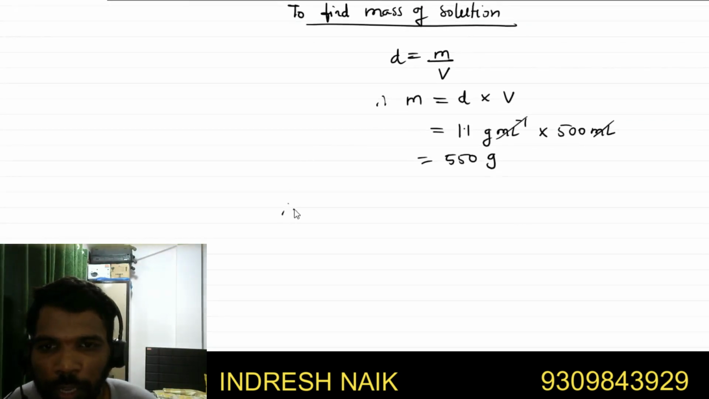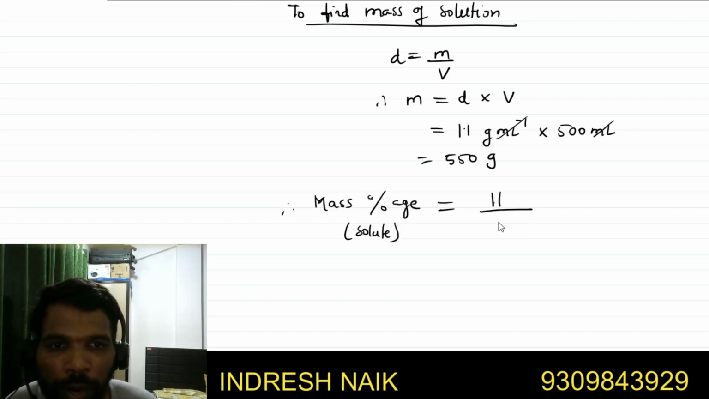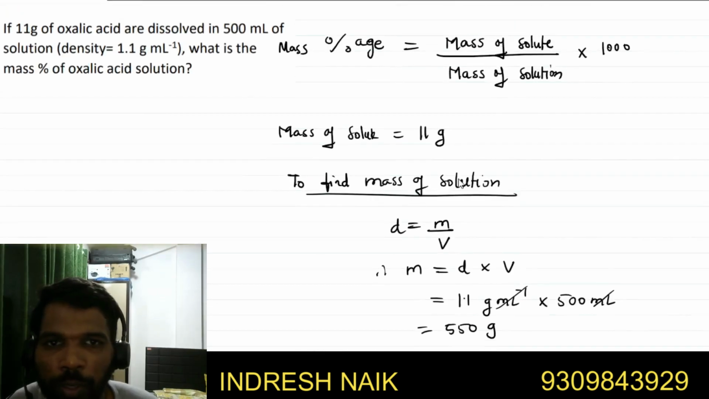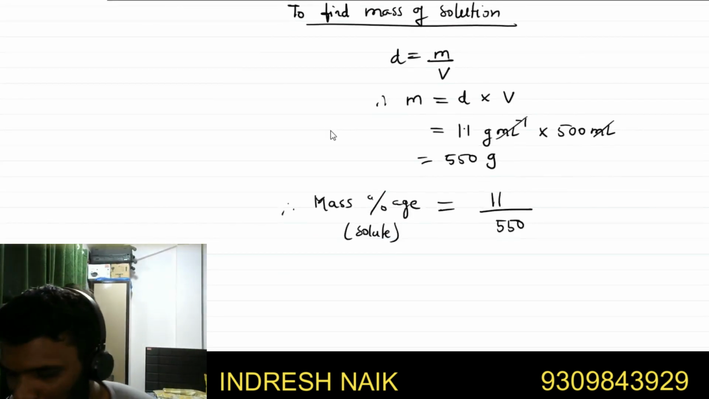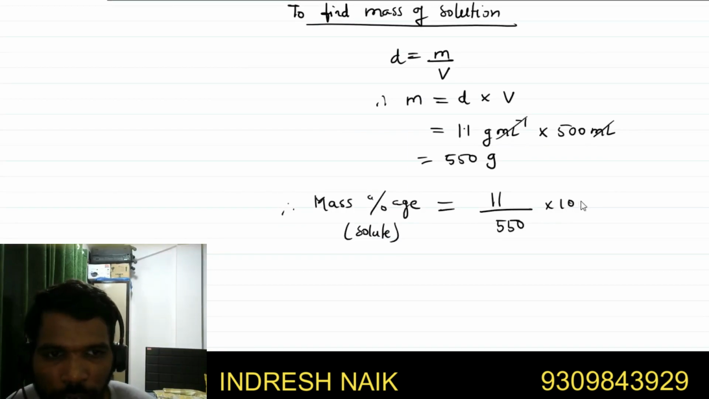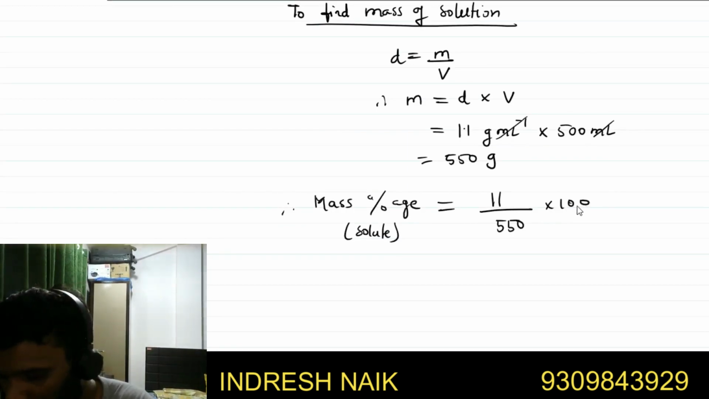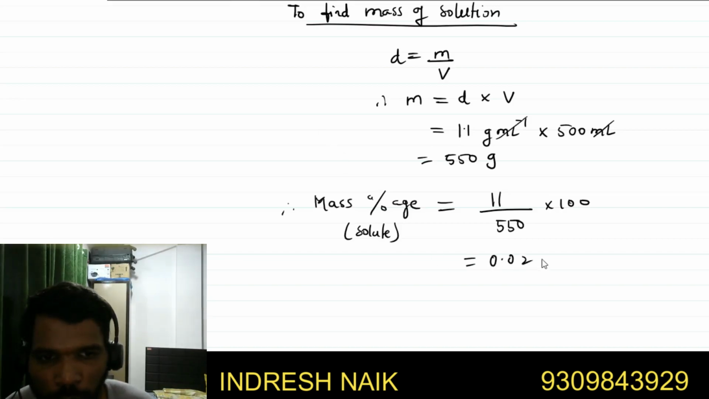So mass percentage, therefore, mass percentage of solute, it is a solute, no? Mass percentage of solute is 11 divided by 550, because 11 gram was the oxalic acid. Remember this. So 11 by 550 into 100. Don't forget this 100. So 11 divided by 550 is 0.02. 0.02 into 100, which is equal to 2%.